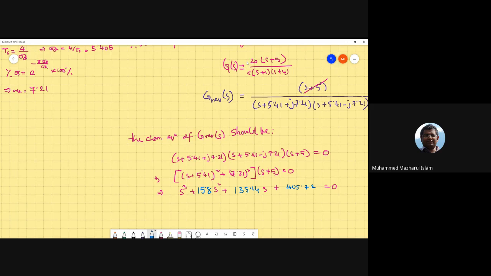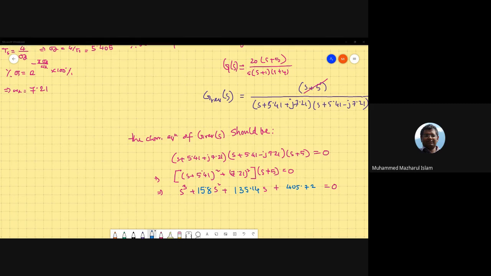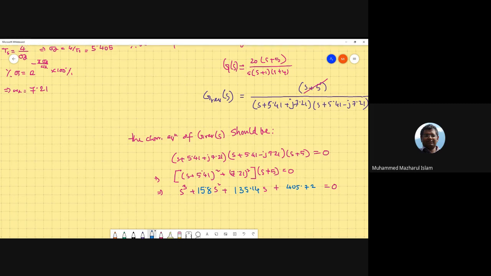So others, if you want to check, can you check whether this is right or wrong? The number here is 405, not 250, because 7.21 square gets added to 5.41 square. So that's around 75, and 75 times 5 is around 400. So this seems right, but you should verify. So this is my equation number 2.